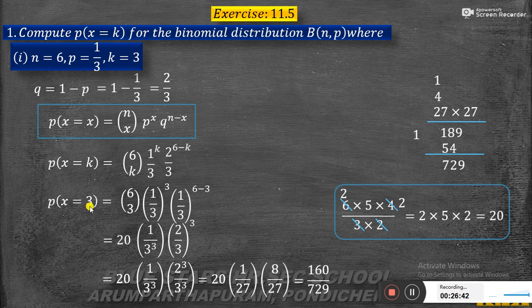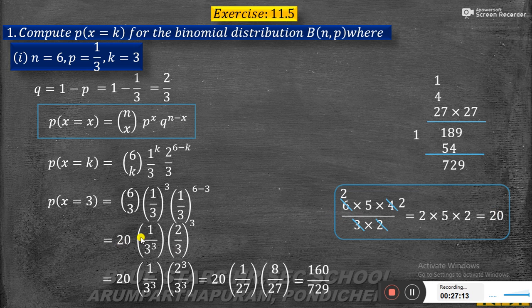So probability of x equal to 3 means I substitute 6C3, 1 by 3 whole power 3, 2 by 3 whole power 6 minus 3. For the next term, 6C3 means 6 into 5 into 4 by 3 into 2 into 1. 3 2s are 6, so denominator 6 and numerator 6 cancelled, remaining 5 4s are 20. So 6C3 answer is 20.